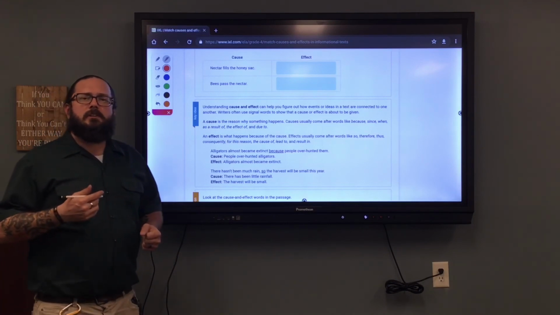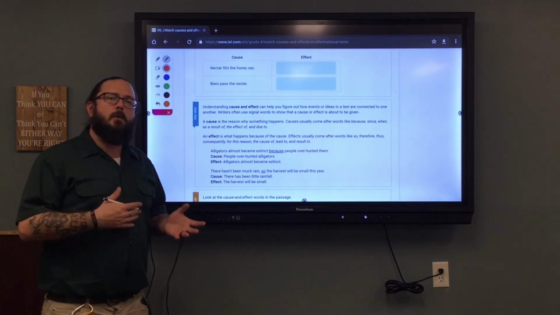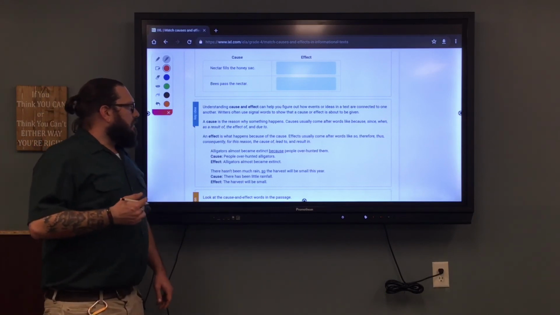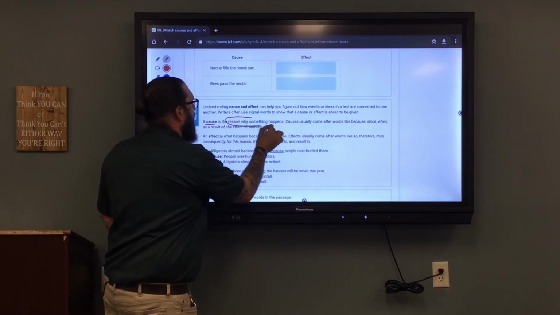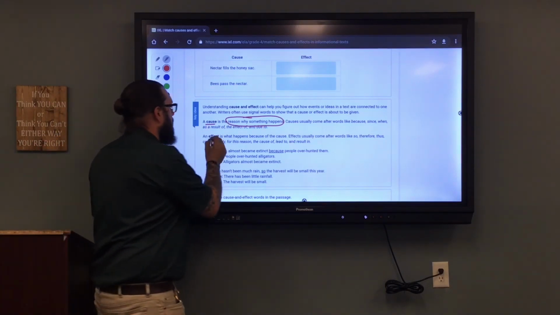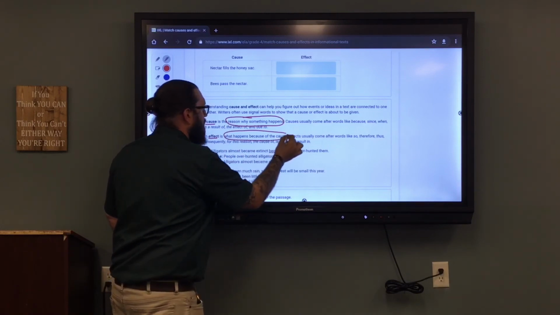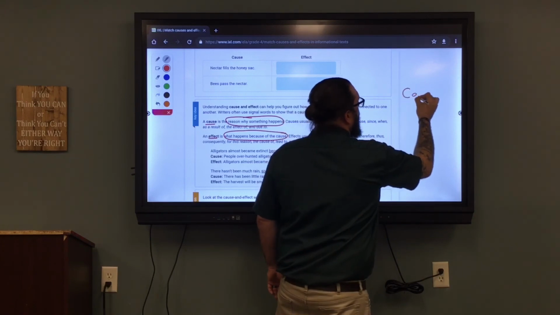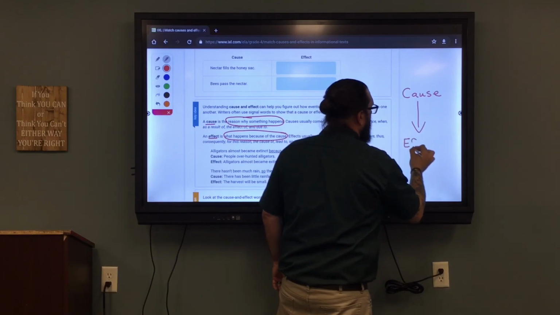Typically, a writer is going to use signal words to help clue us into the cause or the effect of something happening. So a cause is the reason why something happens. And the effect is what happens because of the cause. So this relationship works out to be a cause leads to an effect.